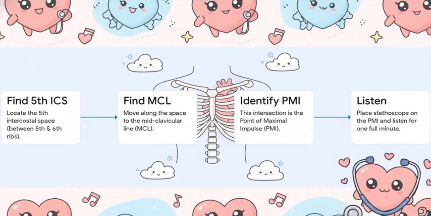All right, let's find the apical pulse. This is our most accurate reading. You'll need to find the 5th intercostal space. That's the space between the 5th and 6th ribs. Then imagine a line coming straight down from the middle of the collarbone, the midclavicular line. Right where those 2 points meet is the point of maximal impulse, or PMI. It's called that because it's where you can hear the heartbeat the loudest. You'll place your stethoscope right there and listen for 1 full minute.